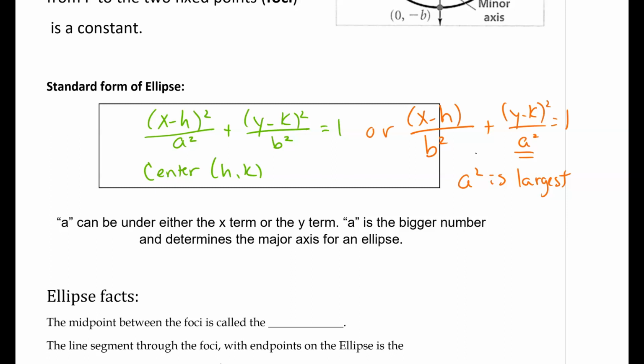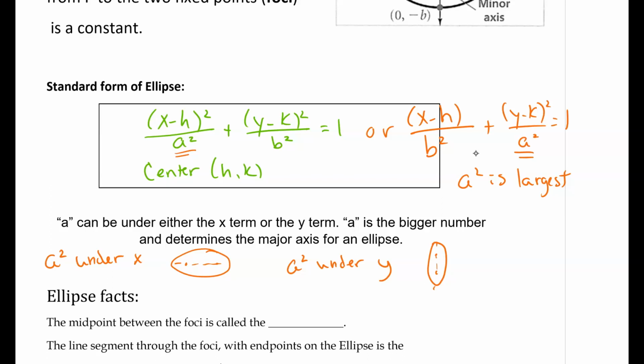All right, if a squared is underneath the x, and a squared is the bigger one, you are going to have an ellipse that goes this direction. And yes, my ellipses are so bad, okay? And this would be your foci, and it would be going this way. So if a squared under x is bigger, you're going to go long ways horizontally. But if a squared is under your y value, your ellipse goes this way. So the long way goes vertically.